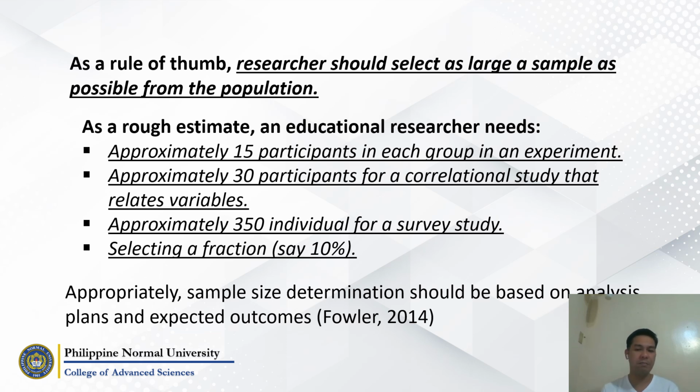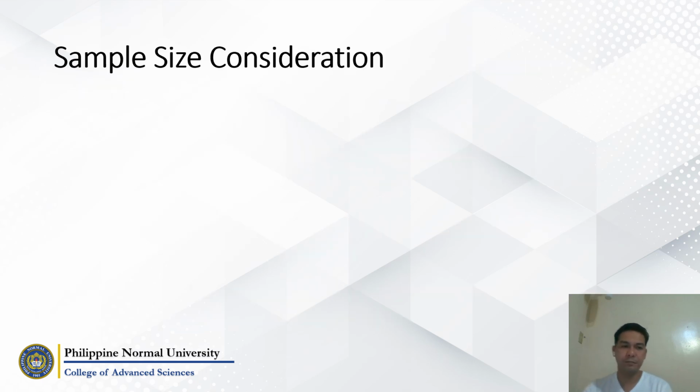Approximately, sample size determination should be based on analysis plans and expected outcomes. In short, it is still too dependent on the research questions that you have formulated and the kind of variables that you have identified. So, as a researcher, sometimes you have the discretion on how many participants you are going to employ in your research study. You are the researcher, you know everything that is basically needed for your research, and you know that with this kind or number of participants, the results could be justified already.